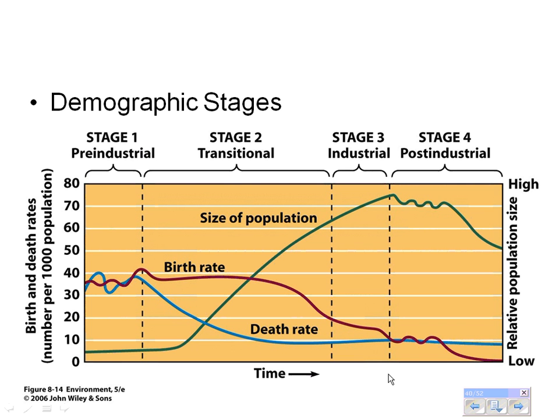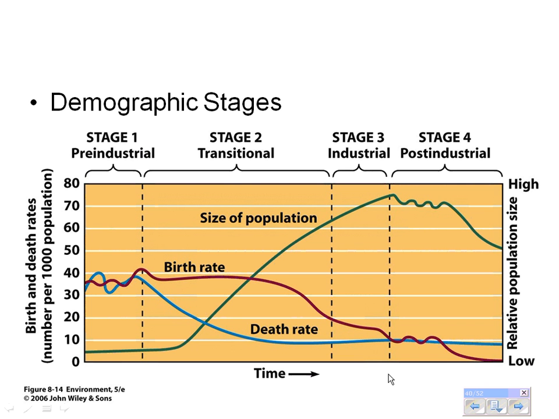You need to know the name of the 4 stages. So stage 1 is the pre-industrial stage. Stage 2 is the transitional stage. Stage 3, industrial, and stage 4, post-industrial. You also need to understand what happens to the birth rate, the death rate, and the population in each stage.